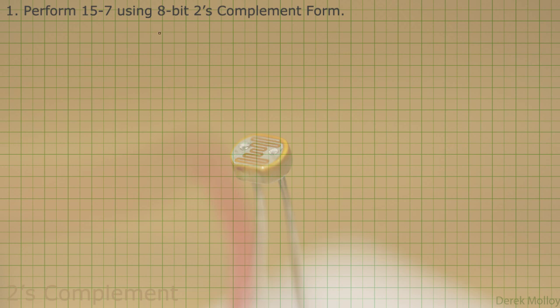So the next question is almost the same as before, with the exception in this case it says you perform 15 minus 7 using 8-bit 2's complement form. Now 8-bit 2's complement form is different than the previous question because we have 8 bits to represent our number. So 1 bit for our sign bit and 7 bits for our magnitude.